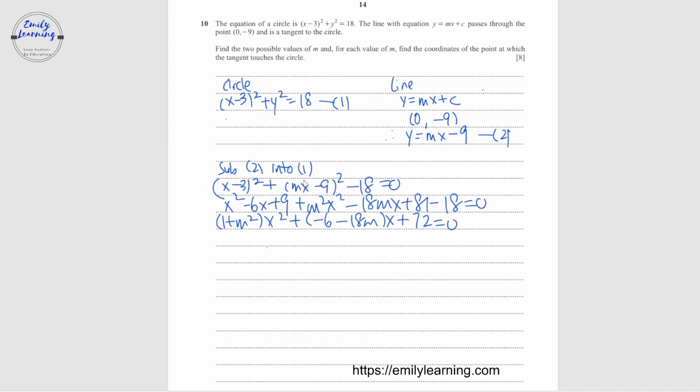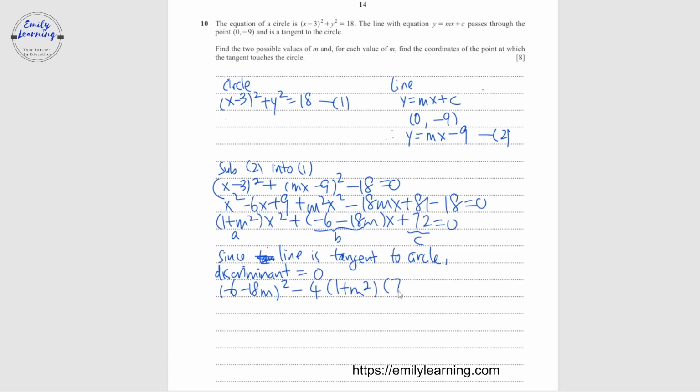Okay, so once I have this, I'll say since the line is tangent to the circle, the discriminant is equal to zero. So I'm going to apply the discriminant to this equation here. This is my A, this is my B, this is my C, right? Discriminant is basically B squared minus 4AC. So B squared minus 4AC is equal to 0. So let's solve for this.